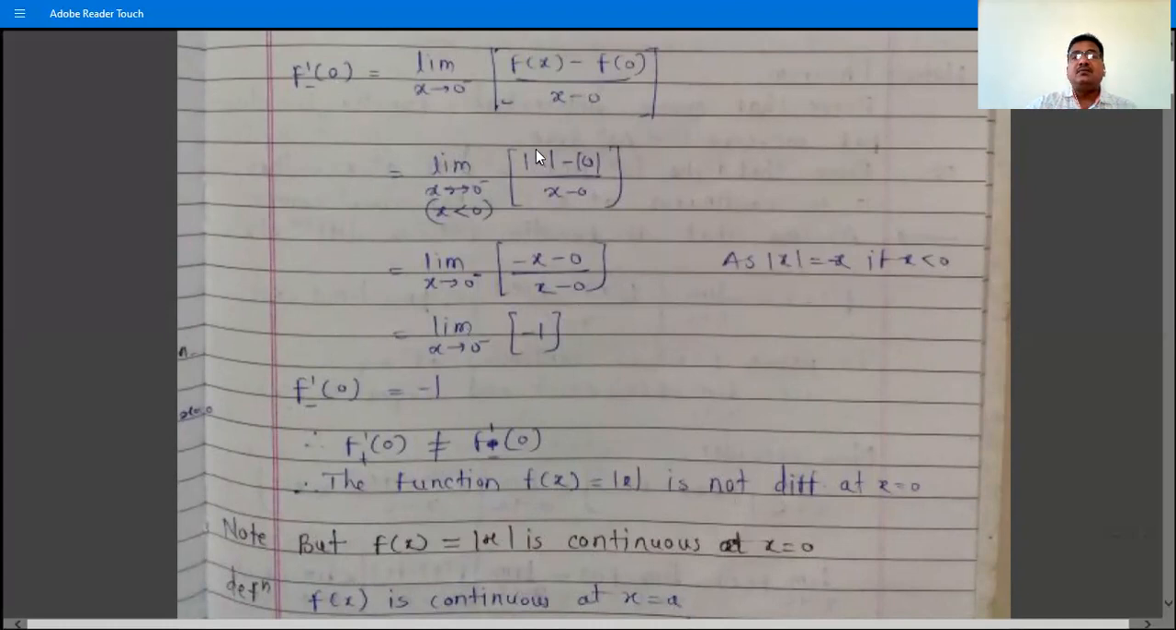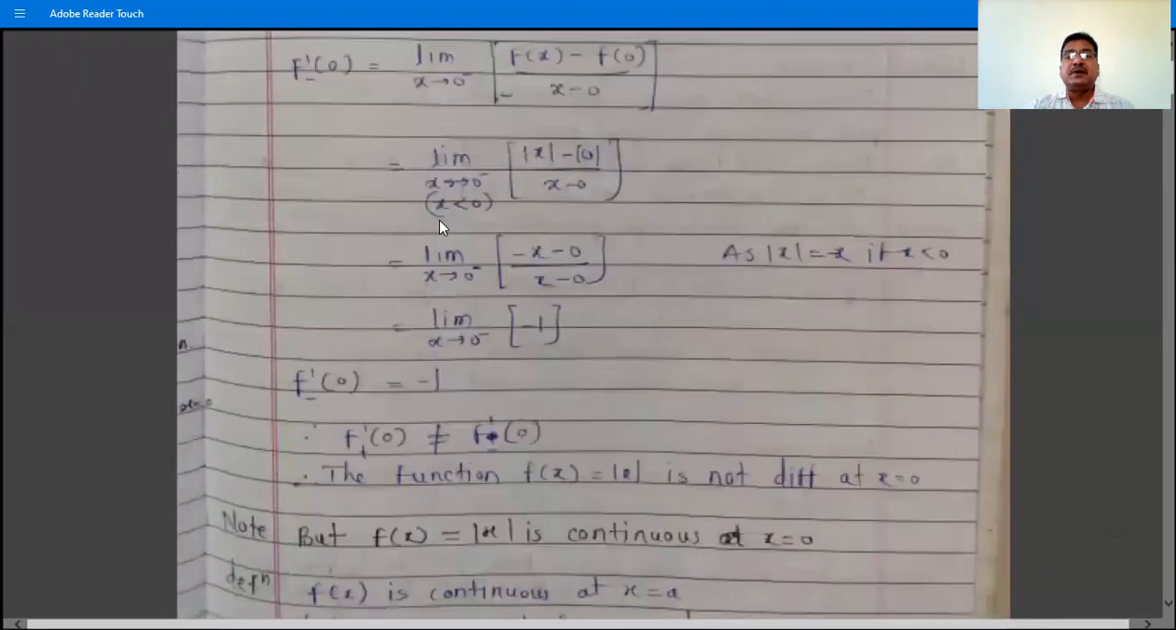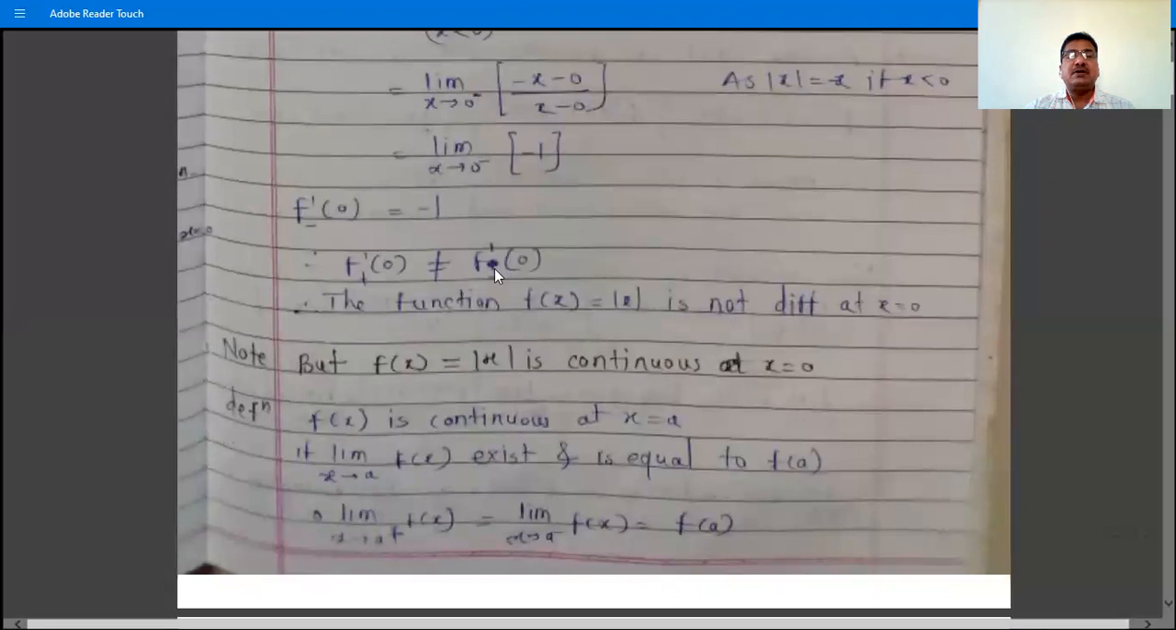So we have mod x is minus x, minus 0, divided by x, and minus x by x is minus 1. And the limit of minus 1 is minus 1. And therefore the left hand limit is minus 1, and the right hand limit is plus 1. That is, f'(0+) is not equal to f'(0-), and therefore the function f(x) equal to mod x is not differentiable at 0.